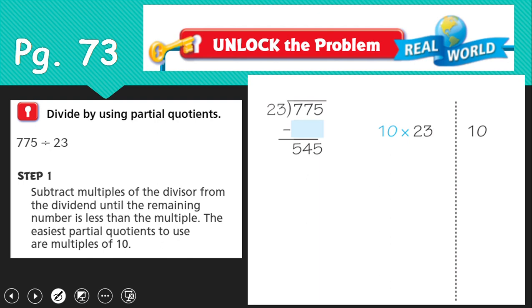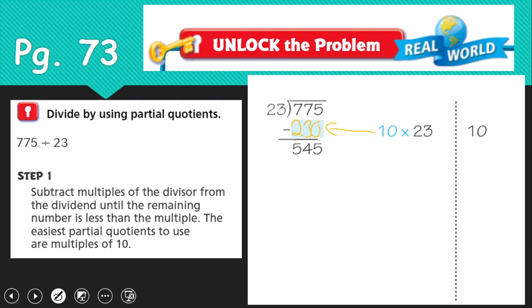All right, so here we have our big book. And on page 73, it states to divide using partial quotients. And we have our problem set up already in our book, so we're going to go ahead and work together to complete this. With partial quotients, you're just finding multiples of 10 right now. So let's go ahead and start off here. We have 10 times 23. So we need to write that down in here. 10 times 23 equals 230.